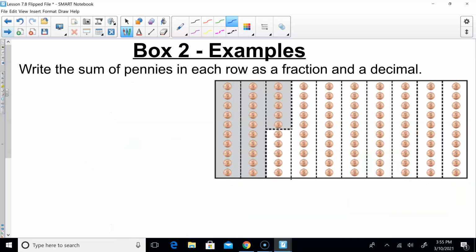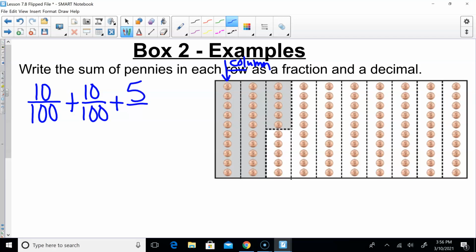So we're going to write the sum of pennies in each row as a fraction and a decimal. If you look at this, we think about how many pennies are in the first, actually I should say column, not row, but whatever. In each column, there you go, I'm going to say that all day long today. The first column would have 10 pennies, so that would be 10 over 100. If we counted all the pennies, there would be 100 pennies in that picture. The next column would be plus another 10 pennies over 100, plus another 5 pennies over 100, which would give us an answer of 25 hundredths.